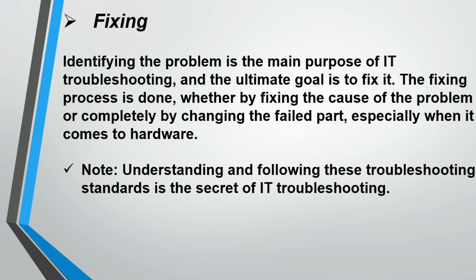Fixing process. Identifying the problem is the main purpose of IT troubleshooting, and the ultimate goal is to fix it. The fixing process is done either by fixing the cause of the problem or completely by changing the failed part, especially when it comes to hardware. Note: understanding and following these troubleshooting standards is the secret of IT troubleshooting.